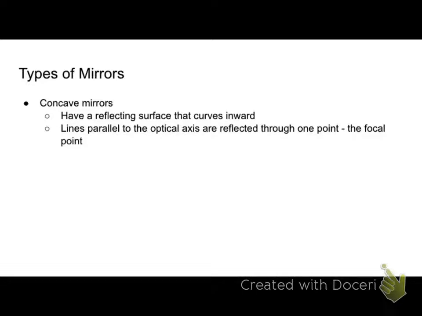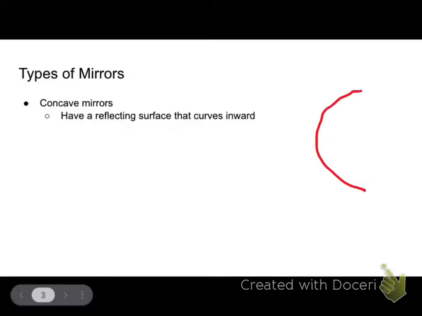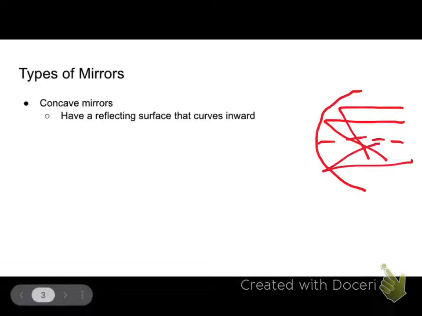So if we go back to that image, okay, you can see that if this is the optical axis, then any light that's parallel to it is getting reflected, and it's going to get reflected through the same point right here. That point would be called the focal point.